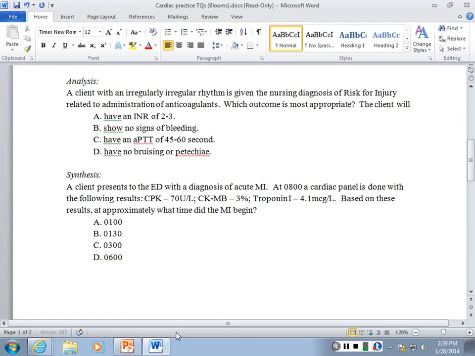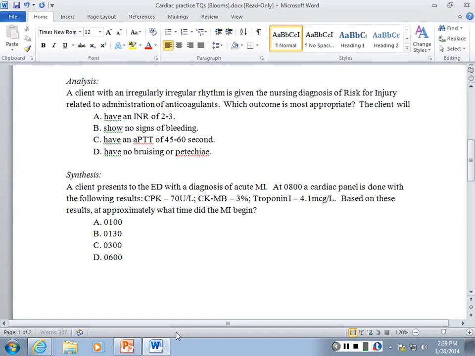So number one, we'll have to know what is a normal CKMB and what is a normal troponin. Right. All right? And you will learn that. It's in your book. A normal CKMB is 3 or less. Right? And I'm not sure what your book says. There's lots of different labs, but a normal troponin is usually anything less than 0.4. So therefore, we know this troponin is high. The CKMB is normal. So, if the cardiac panel is drawn at 8 o'clock, and here are results, the CKMB is normal, so it has not yet risen. It has not been detected yet.